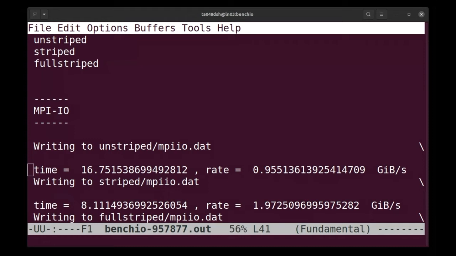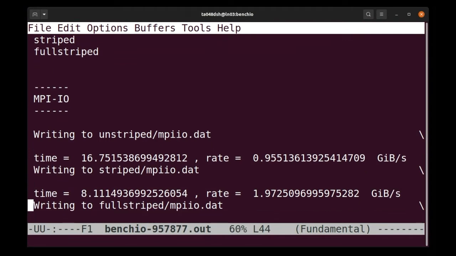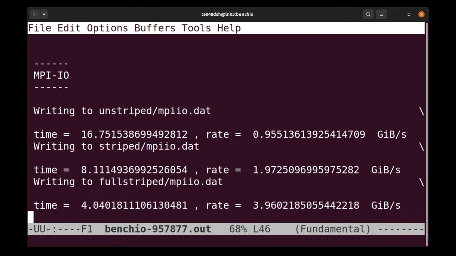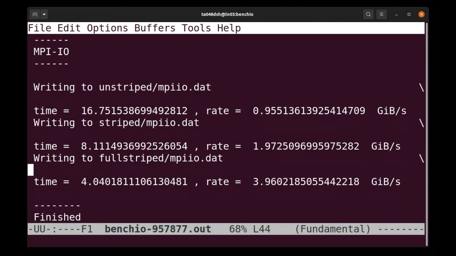Now when we did on 2 processes, my striped had 2 stripes. So it picked two processes, and we got 2 gigabytes per second. With the full striped, it was using 16. So there's 2 things which are disappointing about this.